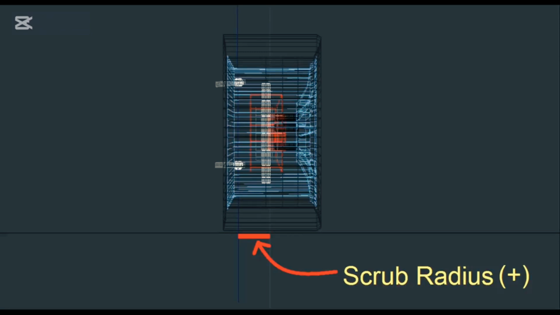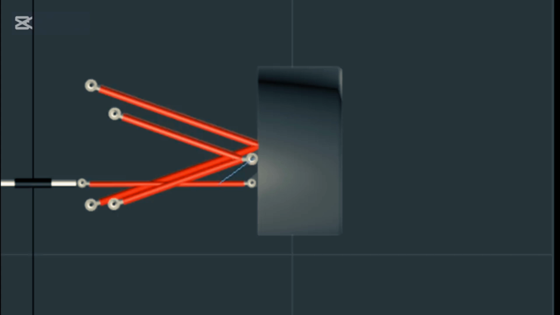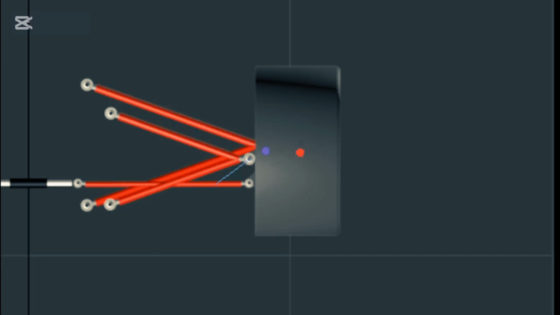So the scrub radius is the distance from the center of your contact patch to the point where your steering axis intersects the ground. And the reason why the scrub radius is so important is because when you look at it from this view, let's say the red dot is the center of your contact patch, and the blue dot is the point where the steering axis intersects the road surface. So the distance between these two points is obviously the scrub radius.